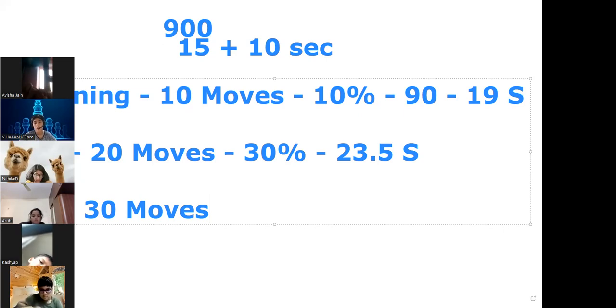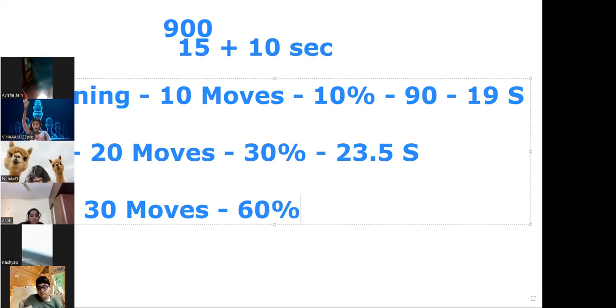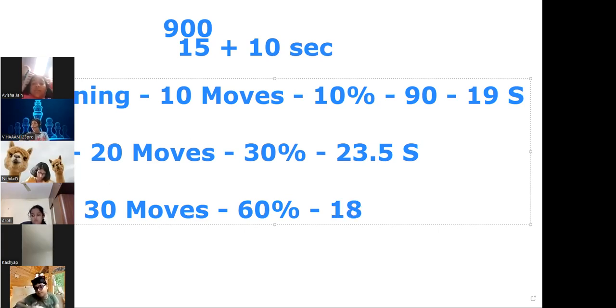Now coming to the end game part, here you are going to play 30 moves in 60% of the time. That will be 540 seconds. I'm going to send you this chart on WhatsApp as well. In case you don't receive it, just reach out to me and I will send it again. So you will get around 540 seconds to play 30 moves. That comes to roughly 18 seconds per move. Plus increment, that will be 28 seconds per move.